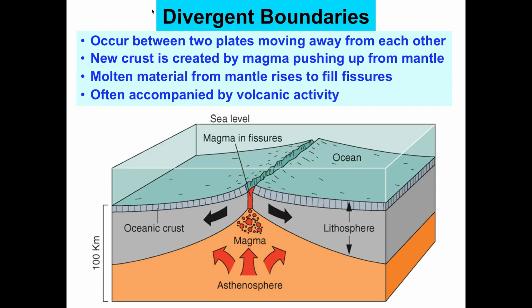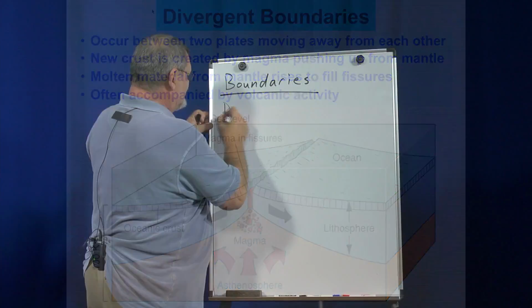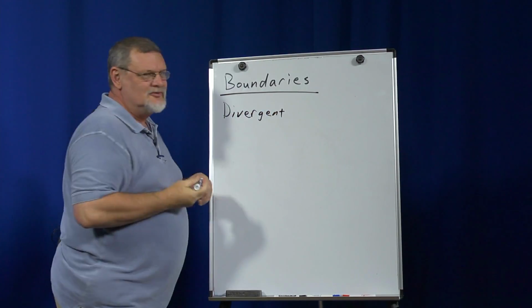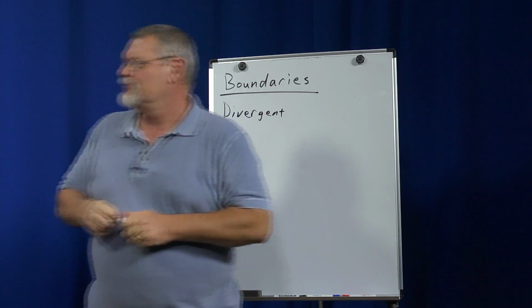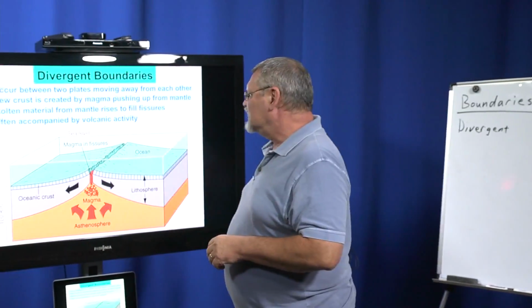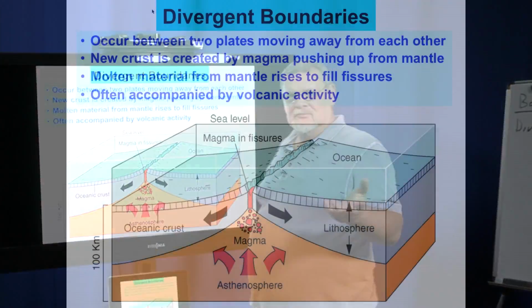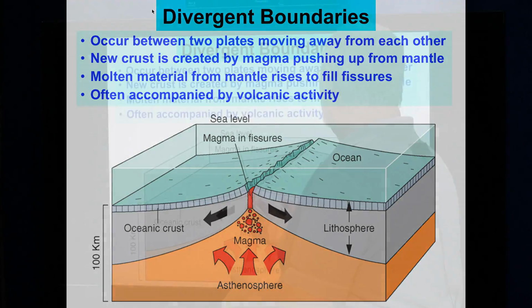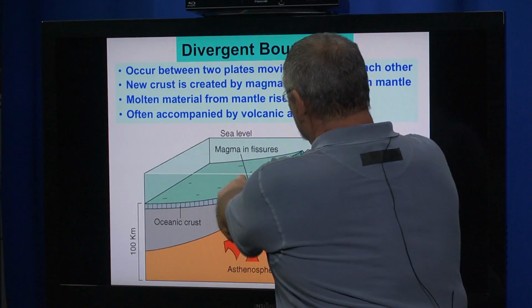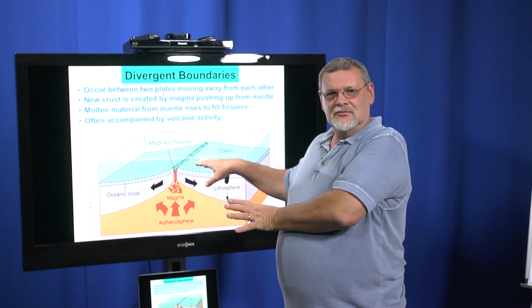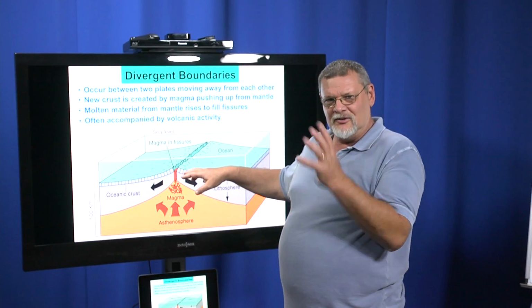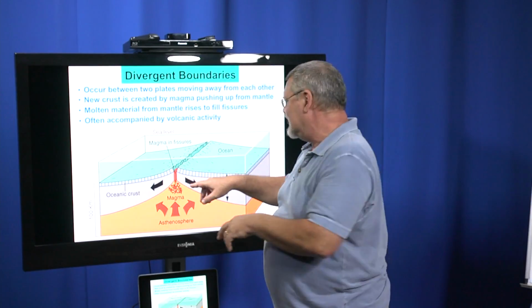So let's talk about divergent boundaries. Divergent boundaries are where the plates are moving apart from each other, and new crust is created here. So that's one of the characteristics. New crust is created. Magma comes up. As it comes through here, it's generally underwater. Most of the divergent boundaries you're going to find on the Earth are underwater. There are a few that are on land, and I'll tell you about that in a second.